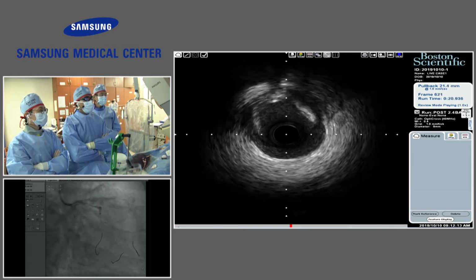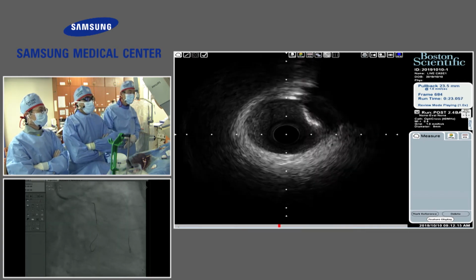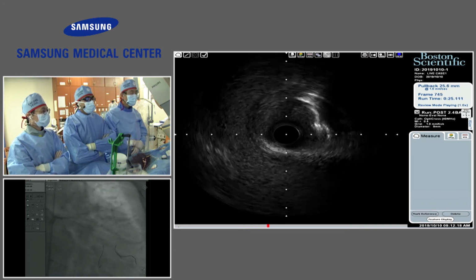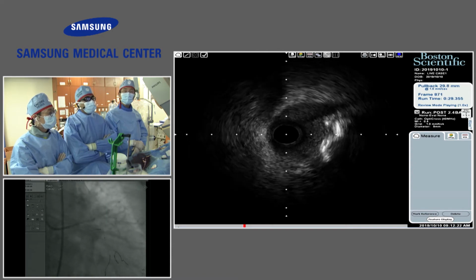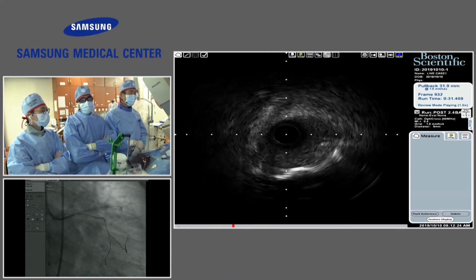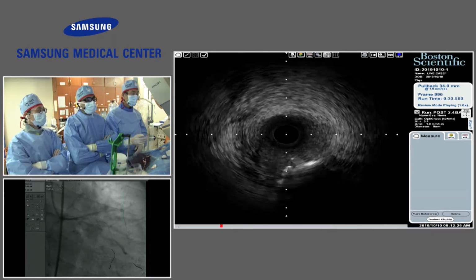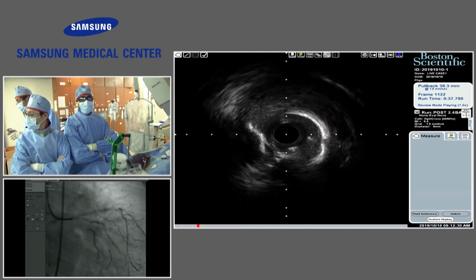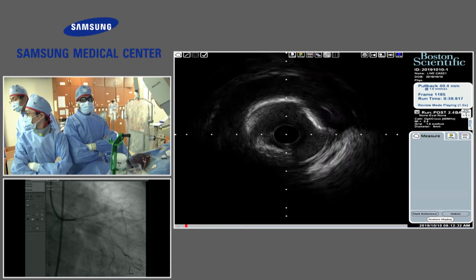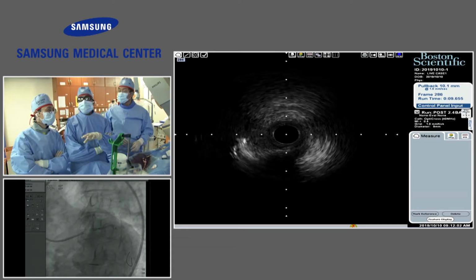But based on your first OCT image, the dissection starts just before the ostium of the obtuse marginal branch, right? Just after the OM branch, but we didn't image distally with the OCT catheter. We only imaged the very ostium. Okay, so go ahead. That's right.